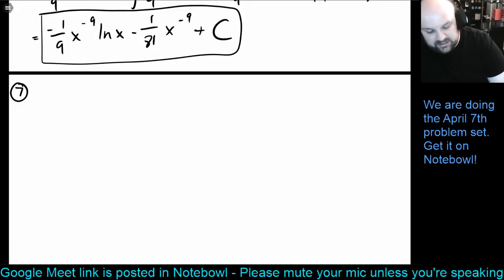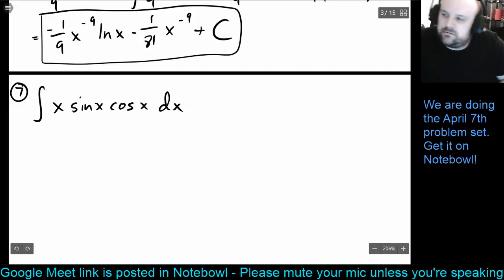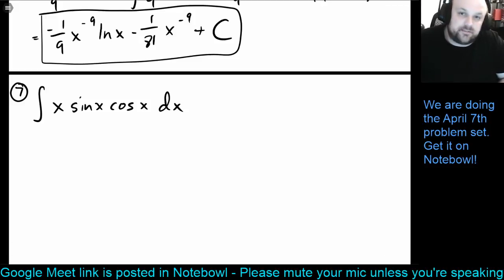Now this next one here, this is kind of interesting. x sine x cosine x. How do we want to approach this one? Right. So this one here, we need to split up into a u and a dv.